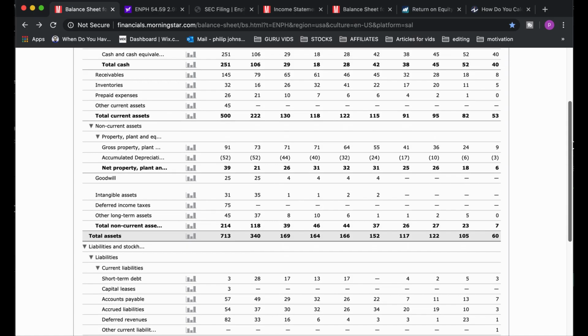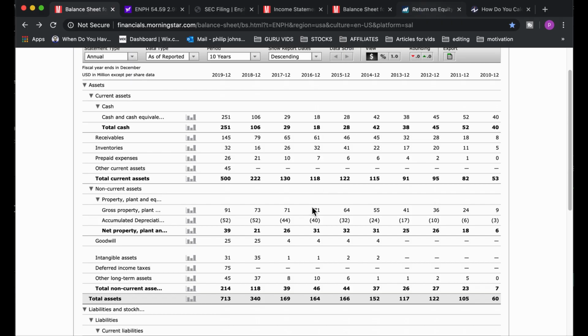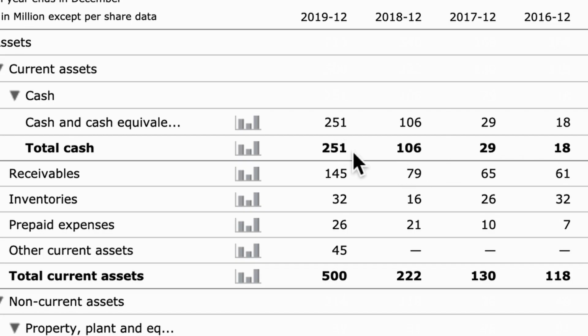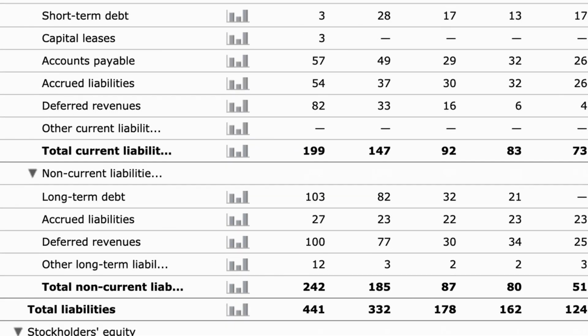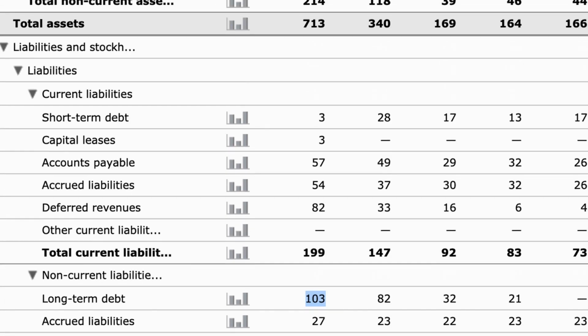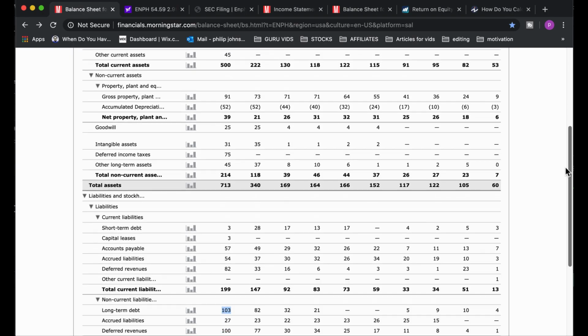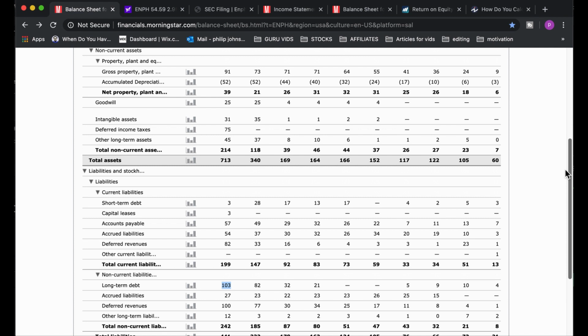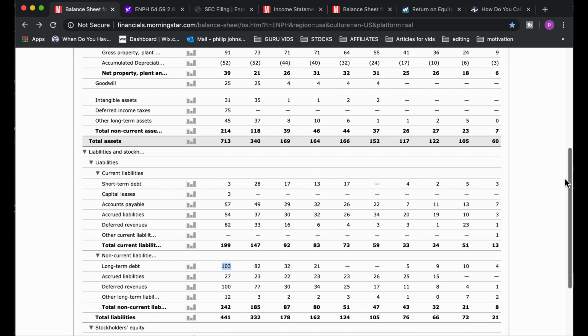The most important number for me on the balance sheet is cash. And you want cash to be higher than the debt. You almost want it to be twice as much, because a company with cash can essentially pay off all that long-term debt if anything were to happen to the company where they had to stop making revenue.